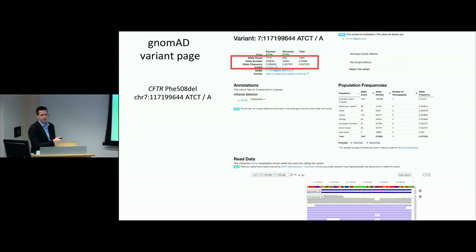mutation. And up here in the top left-hand side of the variant page, we have the number of times that this variant has been observed in our exomes and our genomes. So you can see this is one of the most common recessive variants that is known in the population, and it's present many times, so 1,700 times in our exome data set.